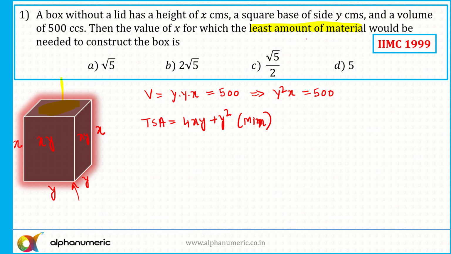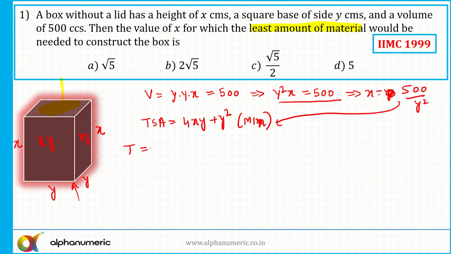Now, least amount of material means minimum. So from this equation, I can say that x is equal to 500 upon y square. So x is equal to 500 upon y square. Substitute this value of x here. So what will I get?